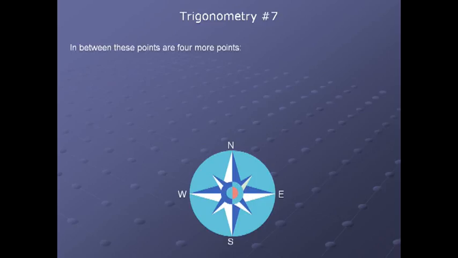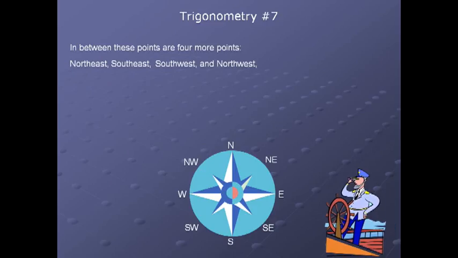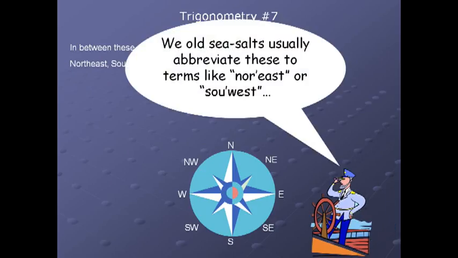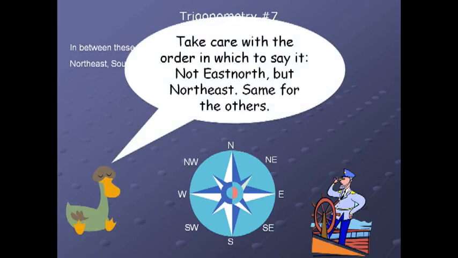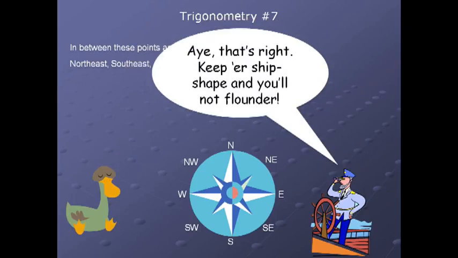In between these points are 4 more points: northeast, southeast, southwest, and northwest. We old sea salts usually abbreviate these to terms like northeast or southwest. Take care with the order in which to say it. Not east-north, but north-east. Same for the others. Hey, that's right. Keep her ship shape and you'll not flounder.